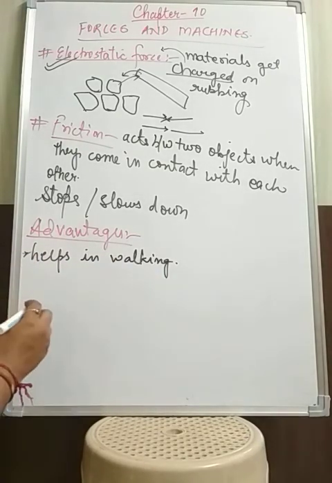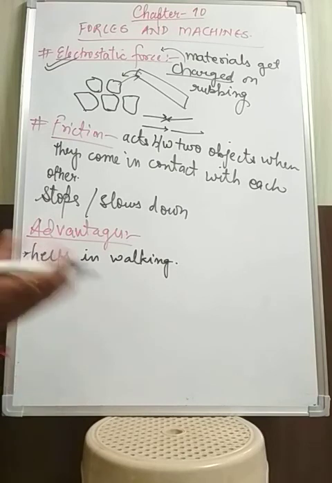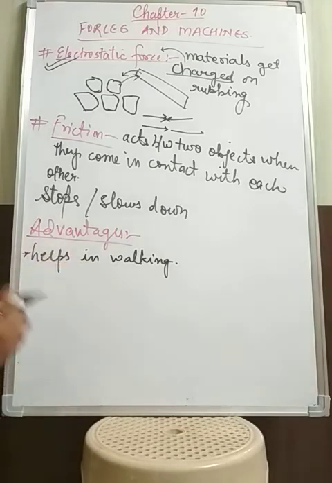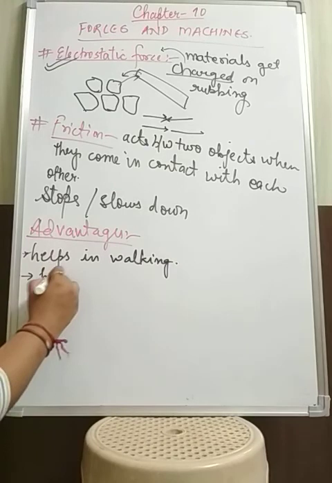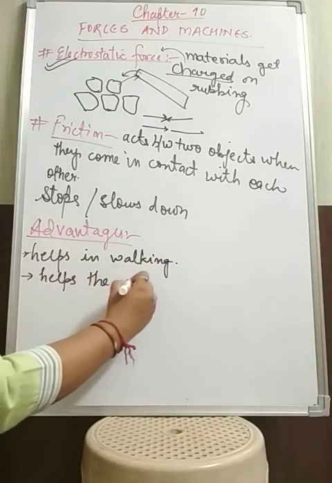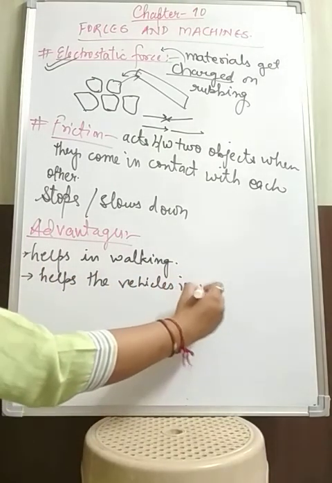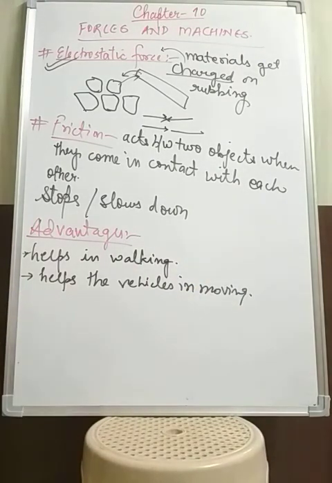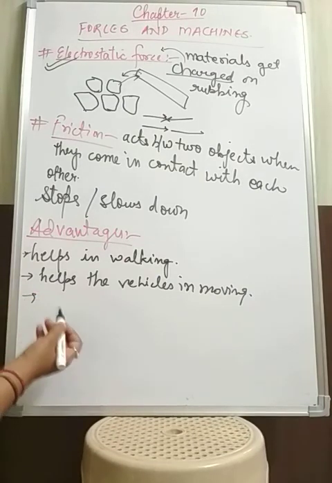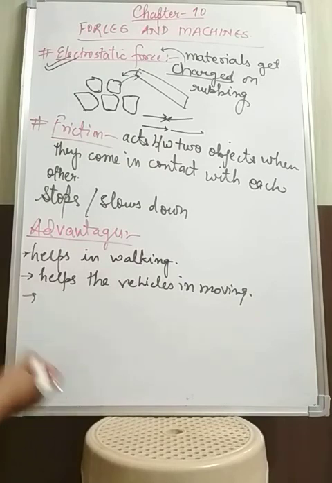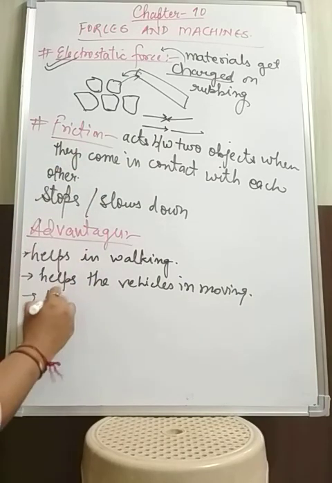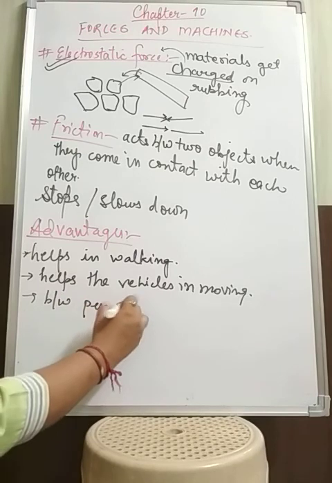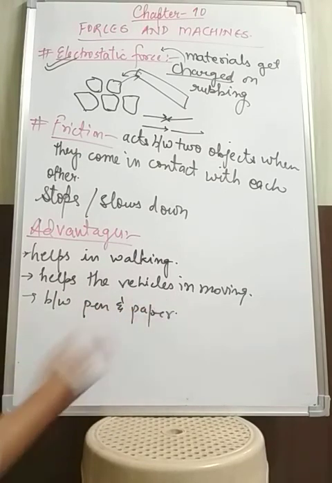Second, the friction between the road and the tires of the vehicle helps the vehicles to move on the road. Clear? The next advantage is that it helps us to write with a pen in the notebook. This friction acts between pen and paper, which helps us to write on the paper.